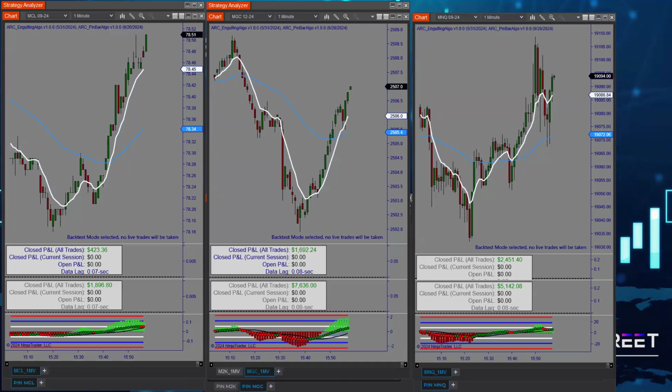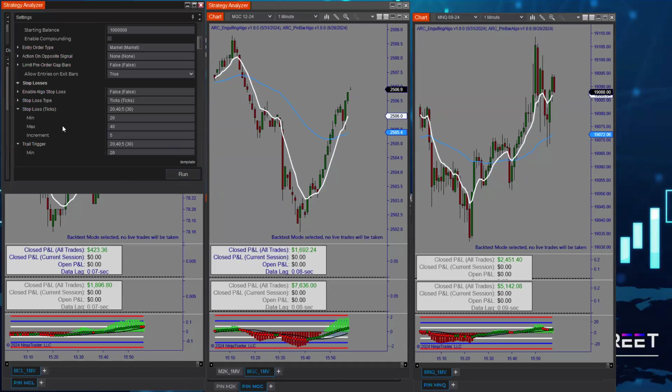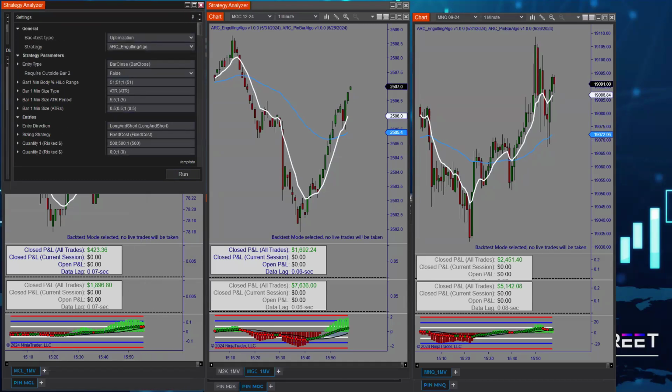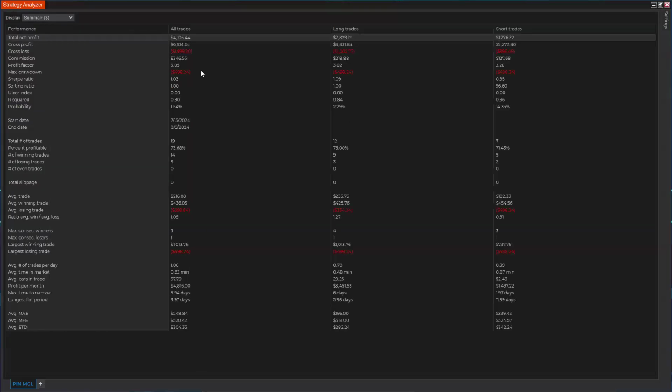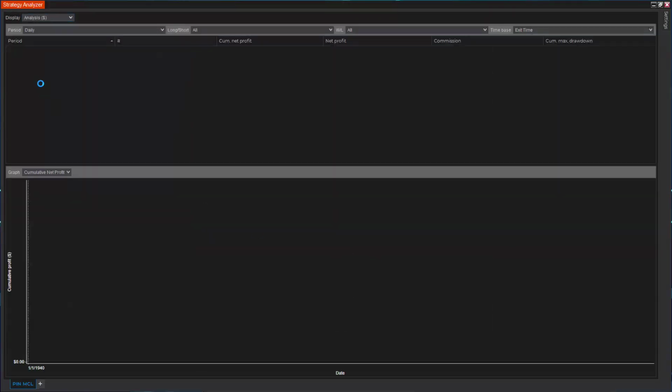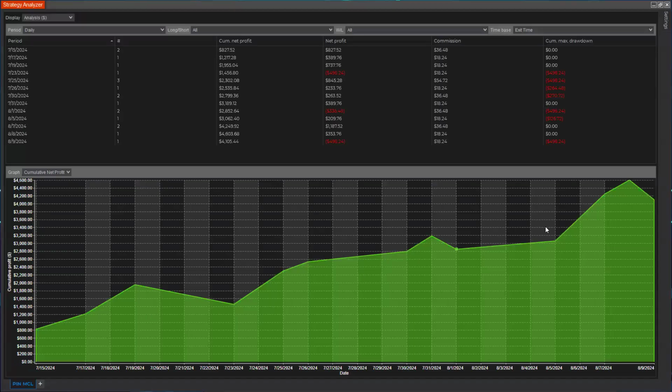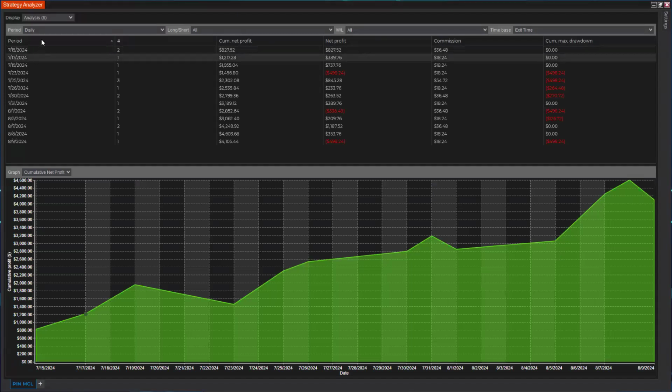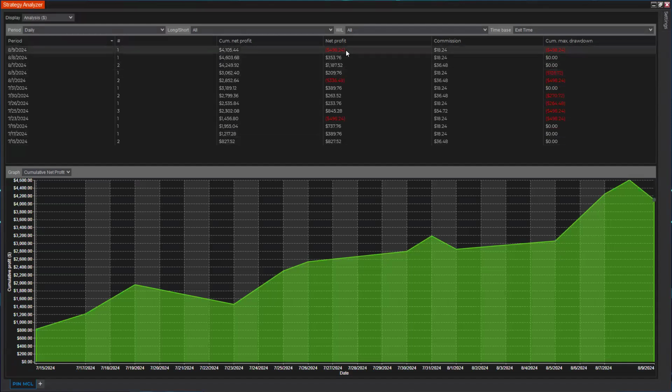You always want to look at the more recent end of your optimization. So let's pull up a different one. When you go to your analysis and look at your equity curve, you can see how, especially over the last week, you want to look at the more recent stuff and see if you're getting good net profit numbers. The 9th was a losing day, but ultimately, recently it's been good. You don't want to see green, green, green, green, red, red, red.